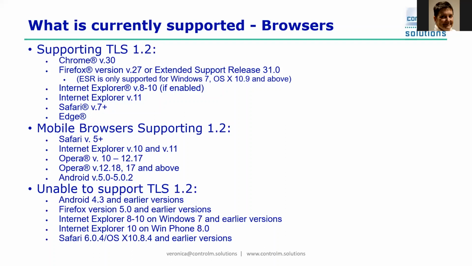Browsers are all about the version of the browser you're using. To put this into perspective, if you're using Chrome, the current version is 90. TLS 1.2 has been supported since version 30. Firefox is at version 88. Microsoft is not supporting any version less than Internet Explorer 11. And Safari is at version 14. It would be very difficult to have a version of a browser that is not capable of supporting TLS 1.2. Remember, TLS 1.2 has been around for 10 years.